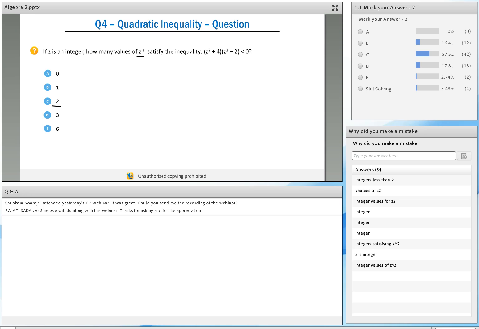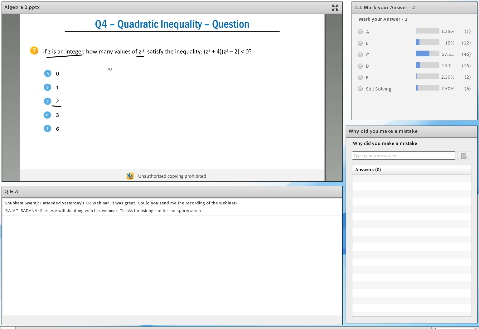Now, in the last question, we said z square has to be less than 2 and it has to be greater than or equal to 0, which means the values of z square which are integral and that satisfy this inequality are 0. Z can be 0 and z square can be 0, and z square can also be 1. Okay. Did everyone get that?